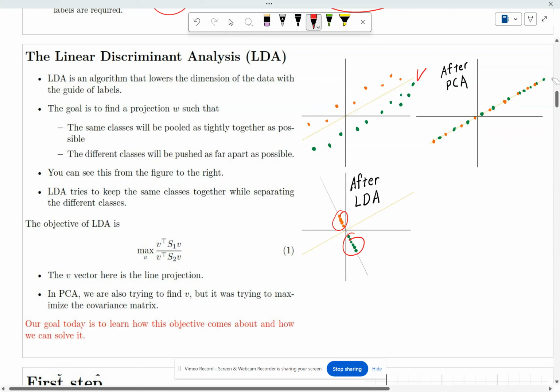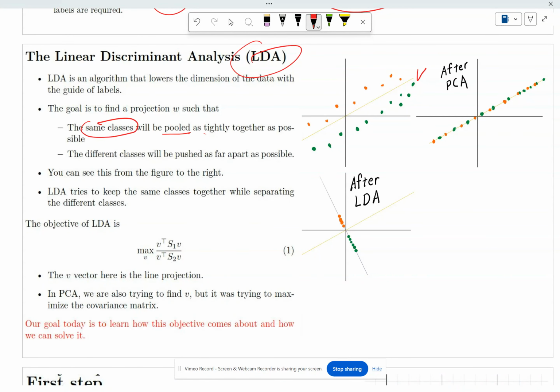But how would we like them separated? Well, in the LDA algorithm, we want to do the projection such that the same class will be pulled tightly together. So we want this to be really tightly jam-packed, and we want this to be tightly jam-packed. Meaning we want the variance of the data in this class to be as small as possible, as well as this one. So we want the variance of A and B to be as small as possible.